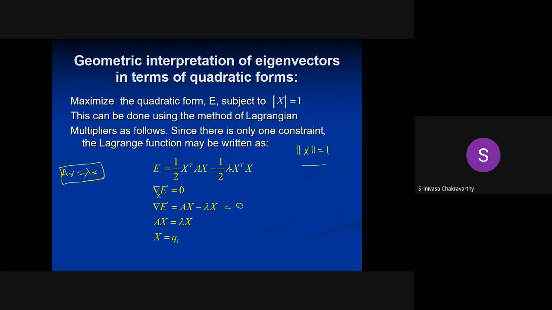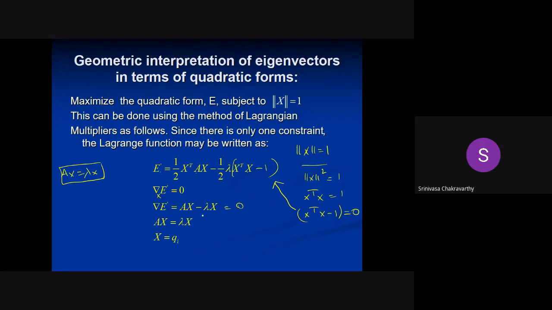So in fact, you can take it as this thing minus 1. Because if mod x equal to 1 is a constraint, mod x square is also equal to 1, which means x transpose x is equal to 1. Therefore I can take it as x transpose x minus 1 is equal to 0. So this is my g(x) minus c form. If I plug it in here, I get this. So the solution for this is Ax equal to lambda x, which is my eigenvalue equation.